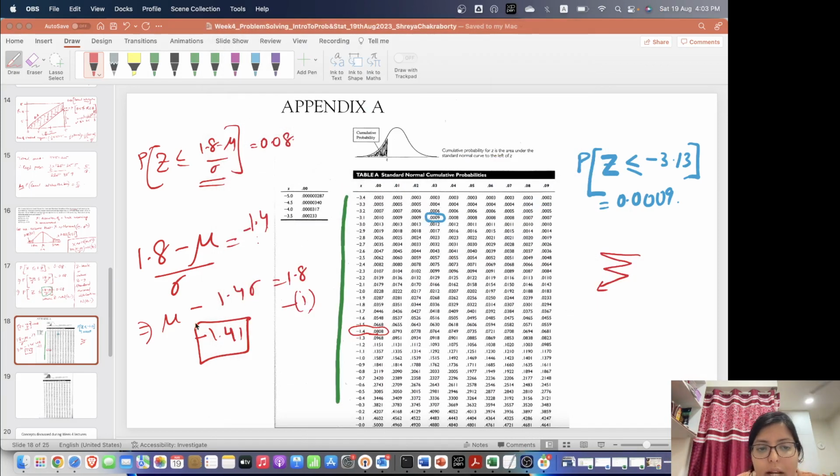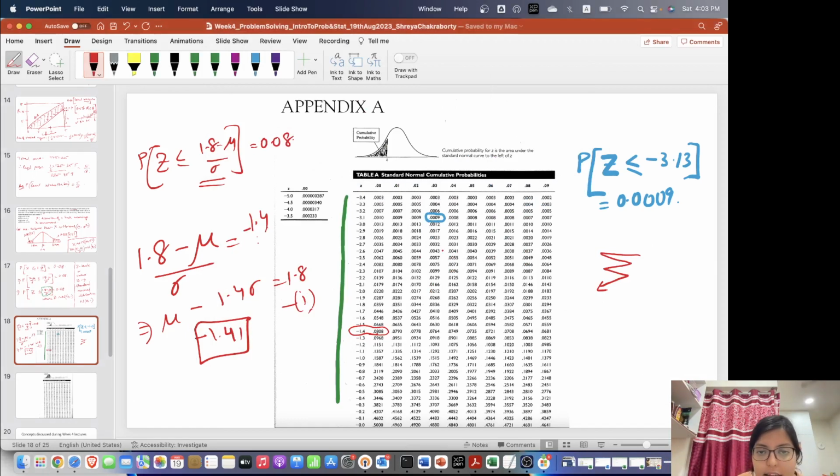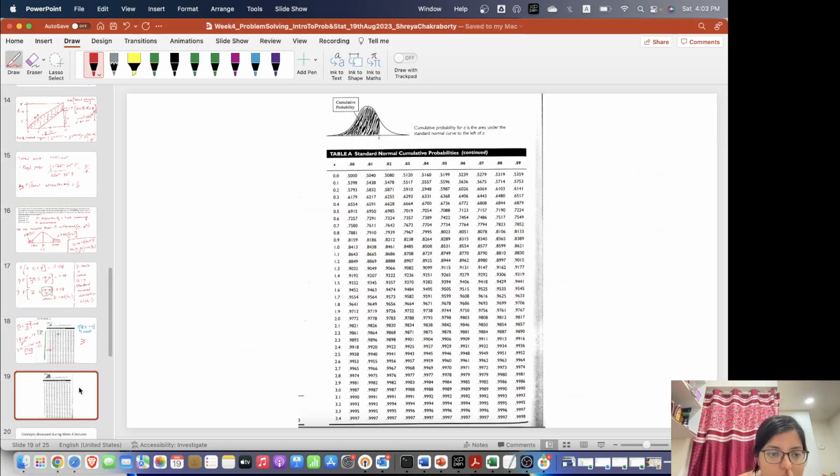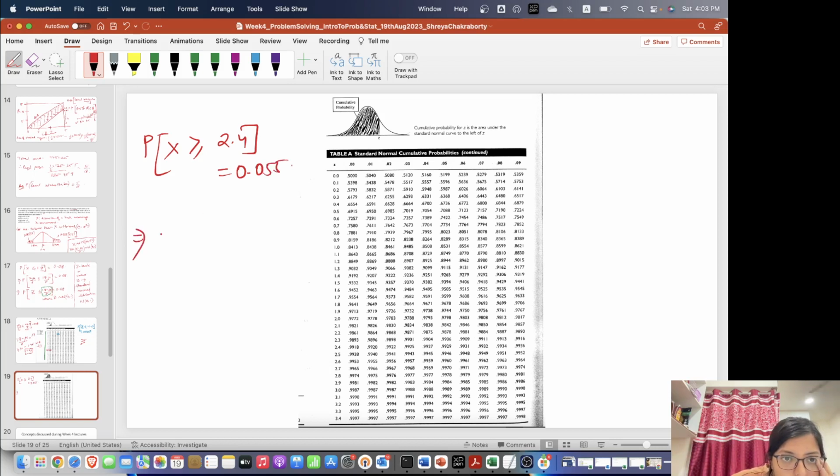So this one equation with mu and sigma we got. The next one is this end. We have to consider this end, 0.055. So here probability x greater than or equal to 2.4 equal to 0.055. So we can write it as probability x less than or equal to 2.4 equals 1 minus 0.055 equals 0.945. Okay.